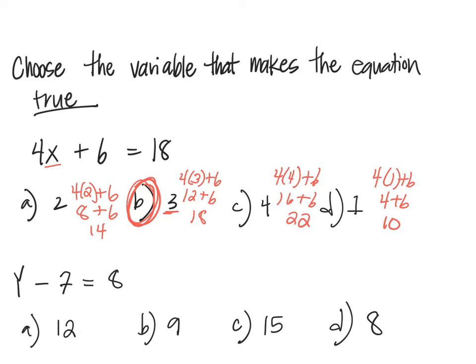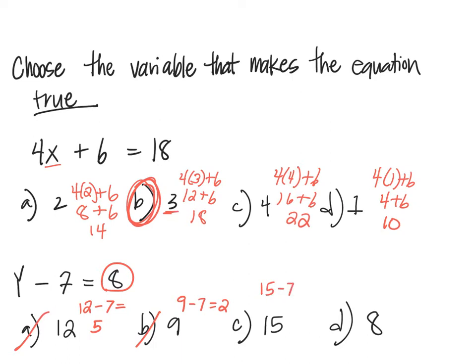Let's do the one down here. Here we have y minus 7 equals 8, starting by plugging them in. 12 minus 7 equals, 12 minus 7 is 5. That is not an answer. All right, 9 minus 7. 9 minus 7 is 2. That's not the correct answer because it doesn't equal 8.